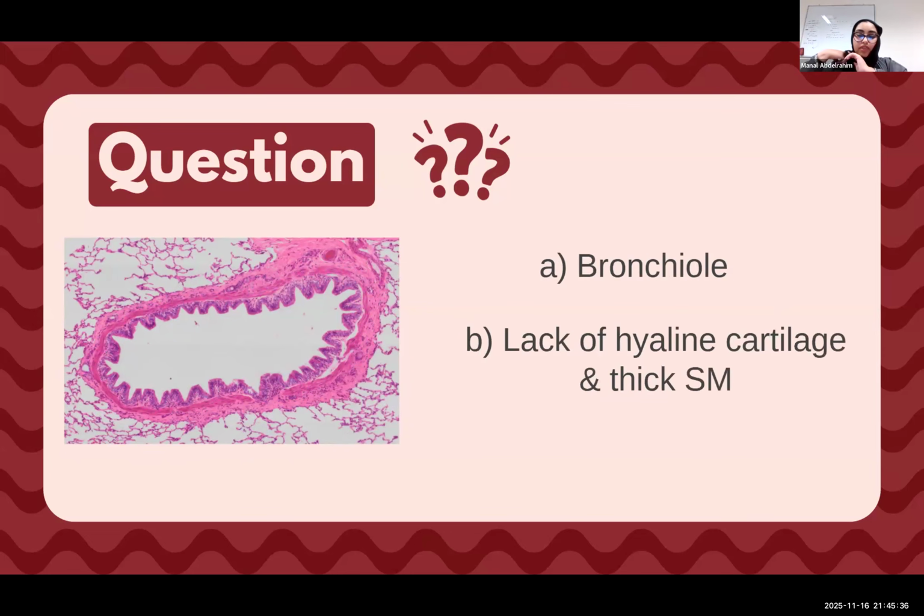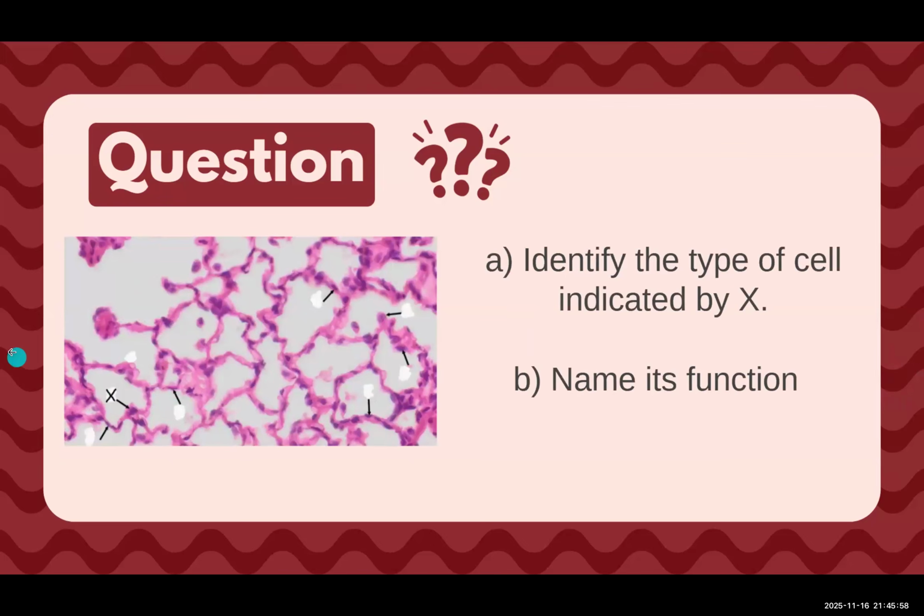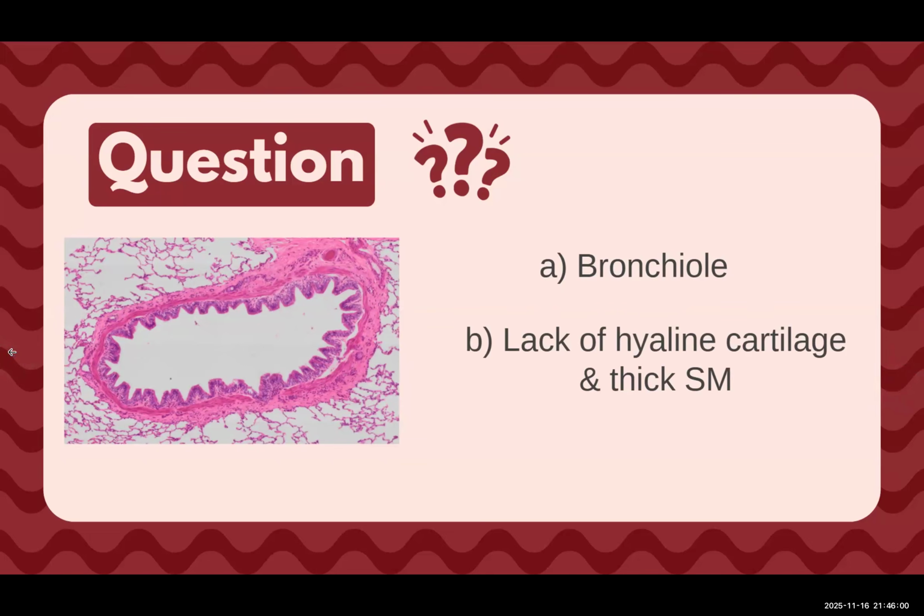Let me see. It has a thick smooth muscle there. It's thin. Okay, I've been awake for a long time. I'm so sorry. Yeah, so it lacks hyaline cartilage, like you mentioned, and it has a thick smooth muscle layer. Can we say no submucosa? Yeah, no submucosa works. Okay. So bronchiole has a thicker smooth muscle than bronchus. Yes. Yeah, okay.